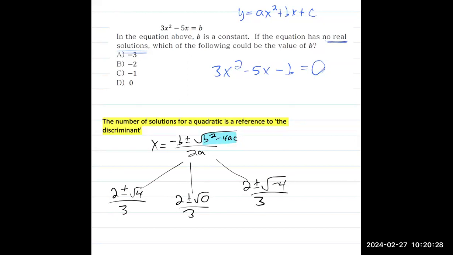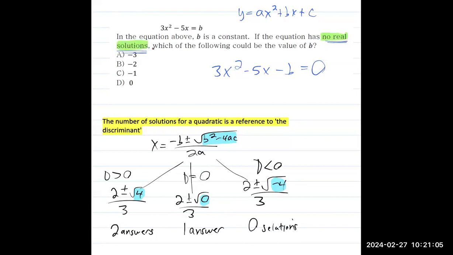So if the discriminant is positive, here we would be adding 2 and taking away 2. So we'd get 2 answers when the discriminant is positive. If the discriminant is 0, here we're not adding or taking away anything. The answer would be 2/3, and there's 1 answer. And when the discriminant is negative, here you're not allowed to have a negative under a radical, so there are no solutions.